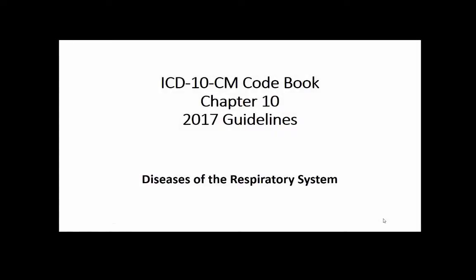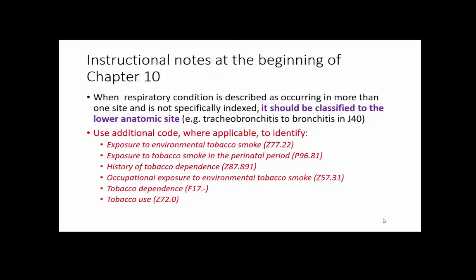Today we're going to talk about ICD-10-CM Chapter 10, the diseases of the respiratory system, the 2017 guidelines. There are instructional notes at the beginning of Chapter 10 that we need to pay attention to. The first one says when a respiratory condition is described as occurring in more than one site and is not specifically indexed, it should be classified to the lower anatomic site, and the example that's given to us is tracheobronchitis.